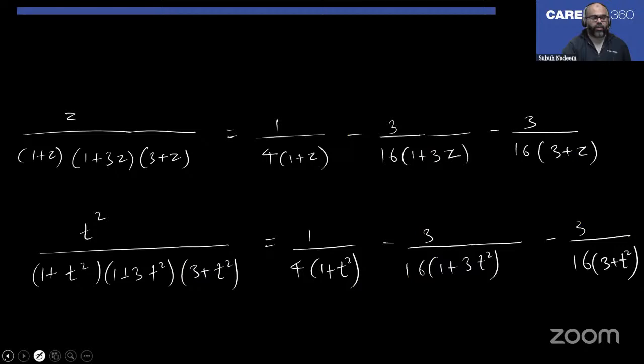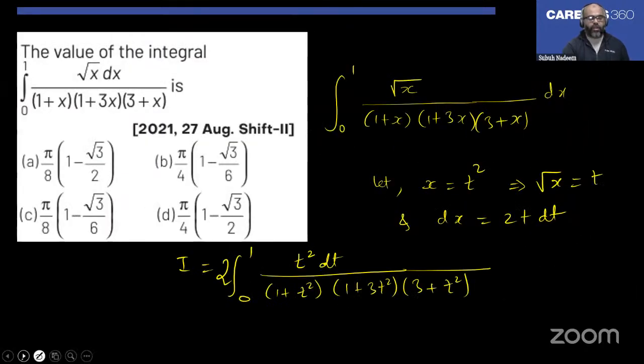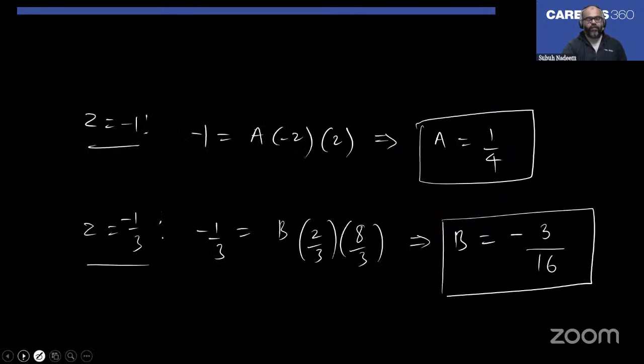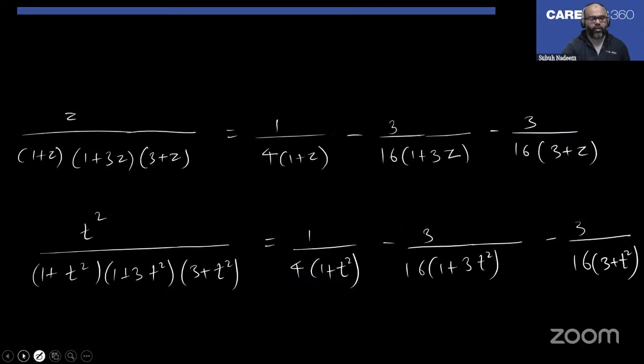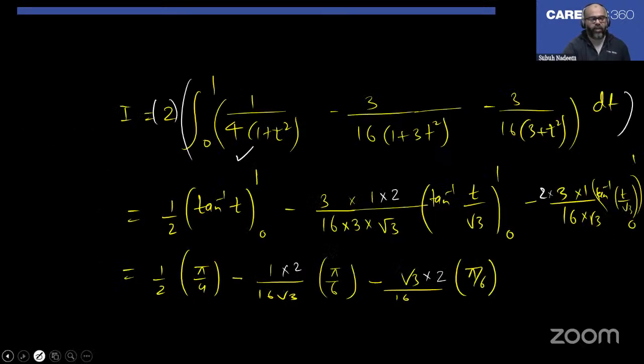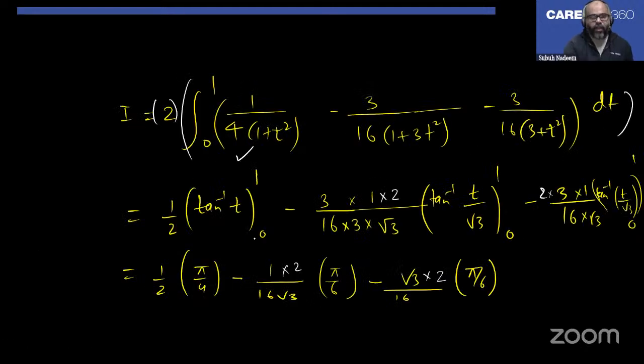Now if we put this in the integral, the integral is 2 times 0 to 1, 1 by 4, 1 plus t square, minus 3 by 16, 1 plus 3t square, minus 3 by 16, 3 plus t square dt. Now this will become 1 by 2 tan inverse t, that will be 0 to 1, minus 3 by 2, 3 into 2 by 16 and 1 plus 3t square.